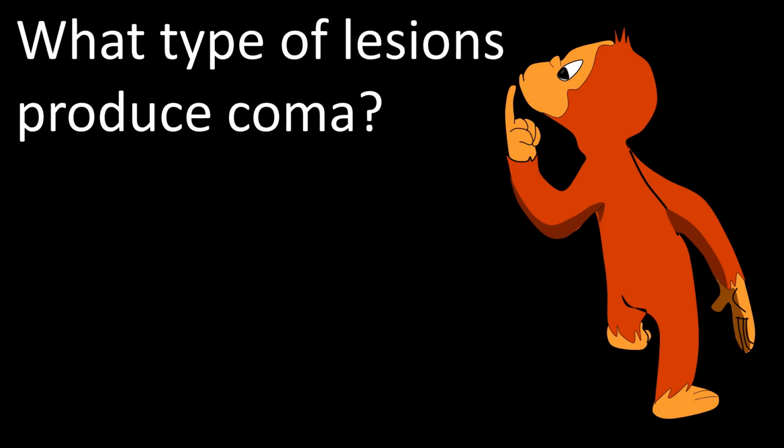What type of lesions produce coma? A comatose patient has, as we just heard, signs of severe diffuse cerebral cortical dysfunction. I am representing this degree of severity, the highest, by using a bright yellow color at the rim of the cerebrum.